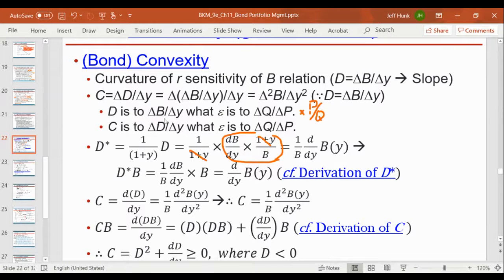So duration is to change in bond price over change in interest rate what elasticity is to change in quantity over change in price. Makes sense? And just like that, convexity is to change in duration over change in interest rate. You remember duration also changes with change in interest rate. Convexity is to change in duration over change in interest rate what elasticity is to change in quantity demanded over change in price.